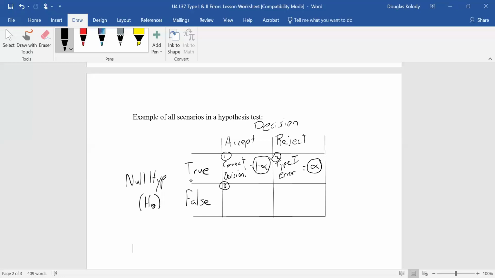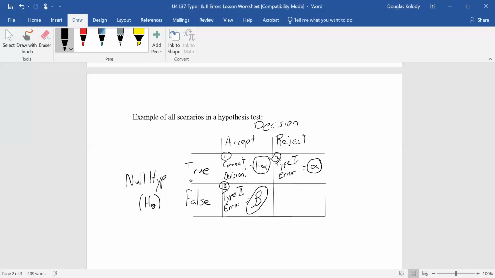Suppose the null hypothesis is false, but we accidentally accept it. Uh-oh, we've committed a type 2 error. And the probability of committing a type 2 error, it looks like the letter B, but it's actually the Greek letter beta.